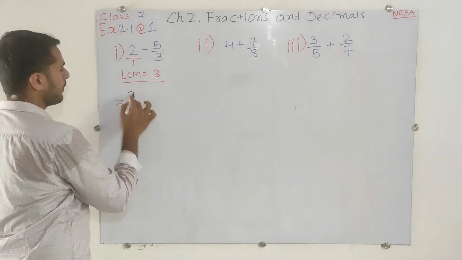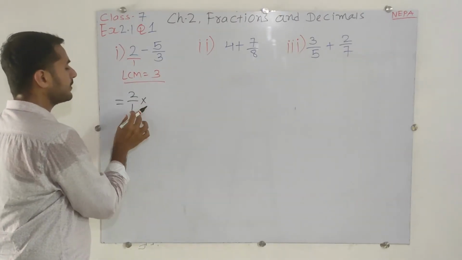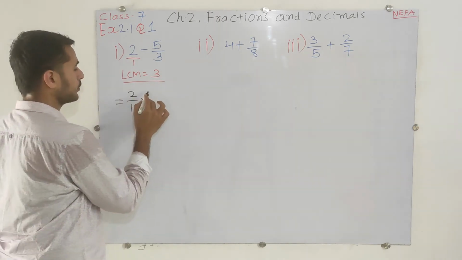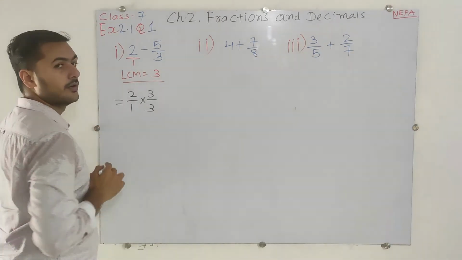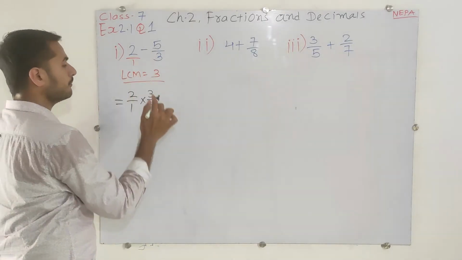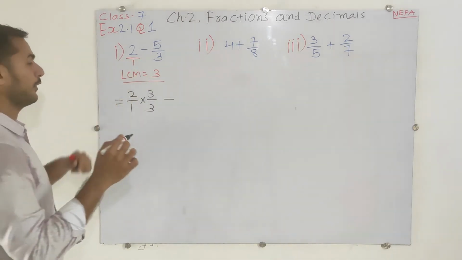the first number, that is 2 upon 1. Okay, first number, that is 2 upon 1. So by which number should I multiply 1 to get the answer 3? With 3. So you have to do the multiplication for numerator and denominator both. Okay. Then just identify the sign. Which sign is that? Minus, subtraction. So put the subtraction sign. Again, write the next number, 5 by 3.